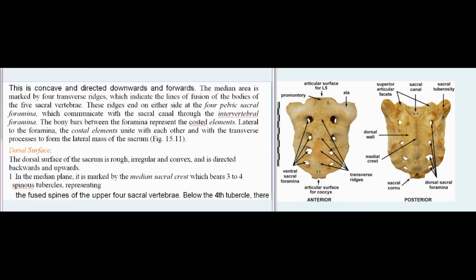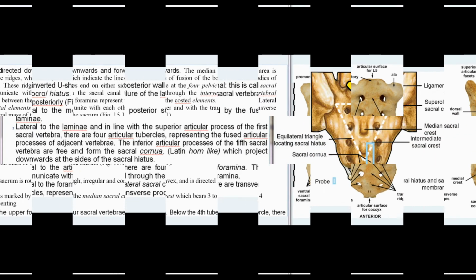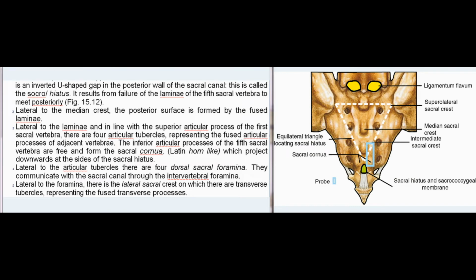Dorsal surface. The dorsal surface of the sacrum is rough, irregular, and convex, and is directed backwards and upwards. 1. In the median plane, it is marked by the median sacral crest which bears 3 to 4 spinous tubercles, representing the fused spines of the upper 4 sacral vertebrae. Below the 4th tubercle, there is an inverted U-shaped gap in the posterior wall of the sacral canal. This is called the sacral hiatus. It results from failure of the laminae of the 5th sacral vertebra to meet posteriorly, Fig 15.12.